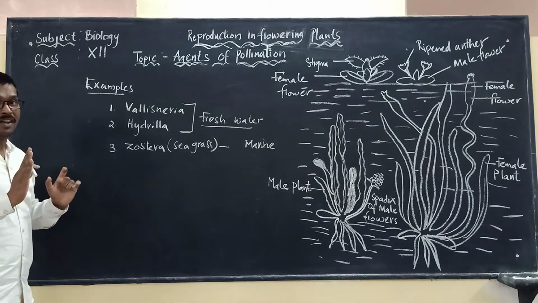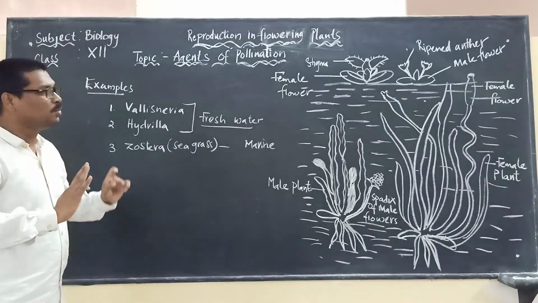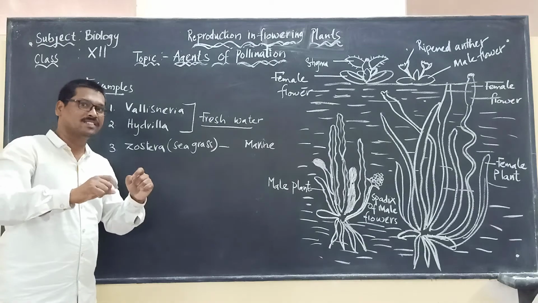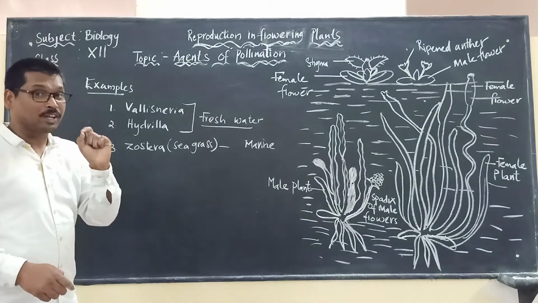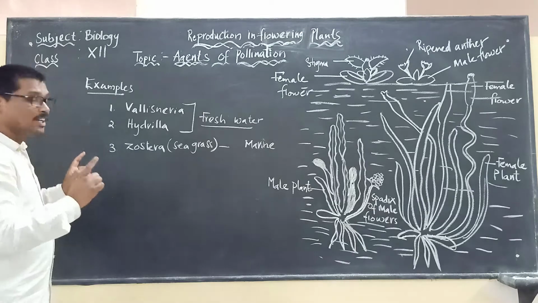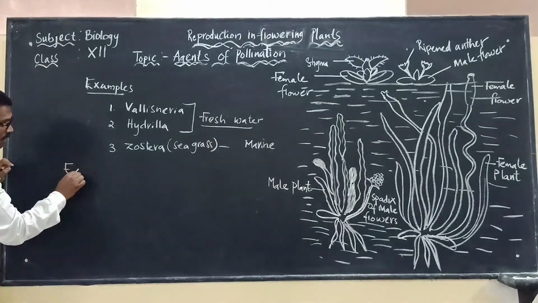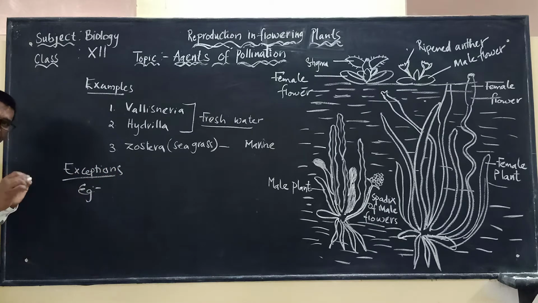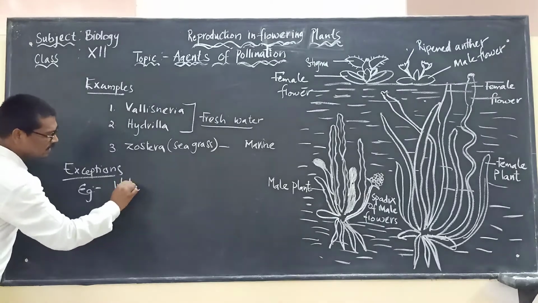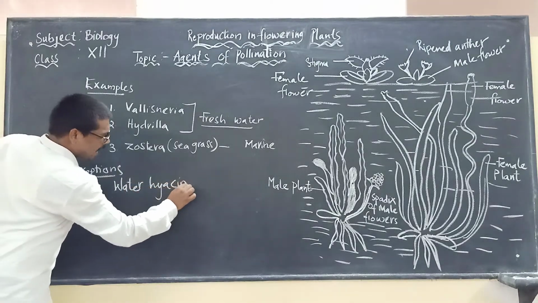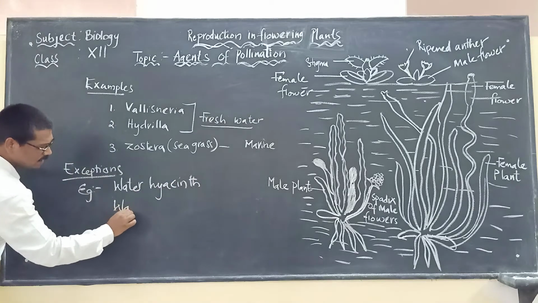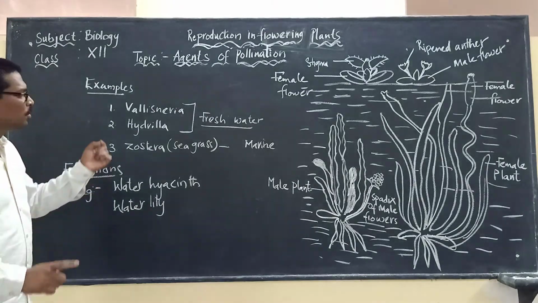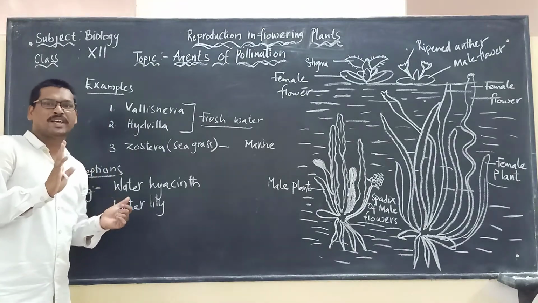And here we have to remember, all the aquatic plants will not undergo water pollination. That is very important. We should not get confused. Just because they are present in the water does not mean they will go for water pollination. Some exceptions, if you are quoting examples: the best example is the water hyacinth, and another one is water lily. Even though they are aquatic plants, they will not undergo water pollination.